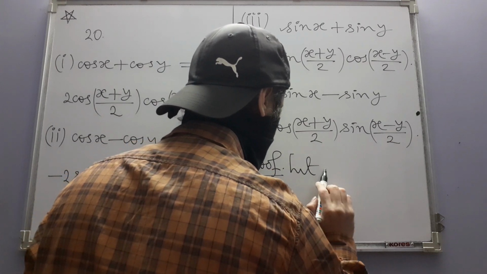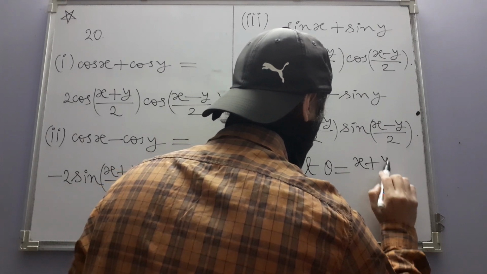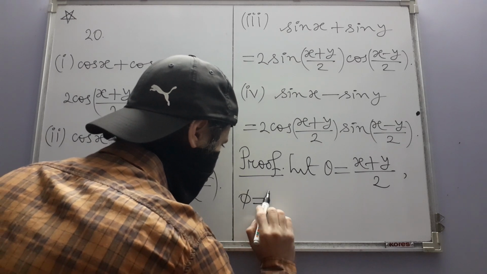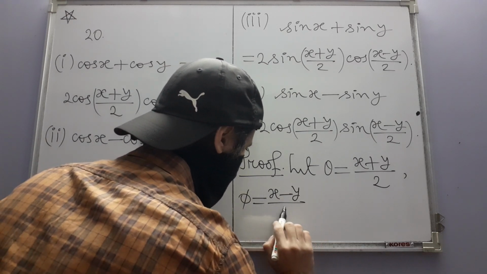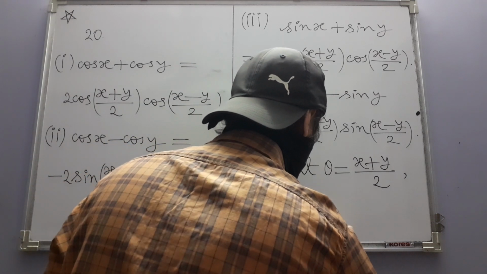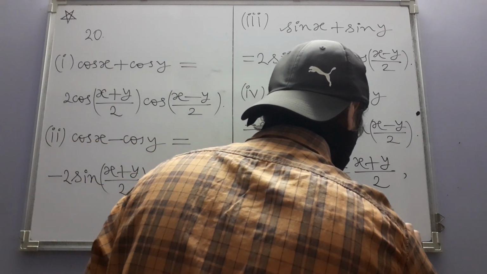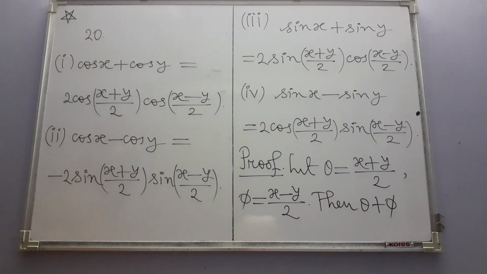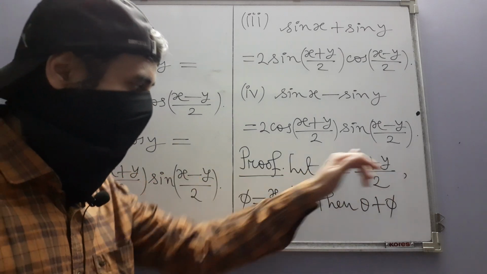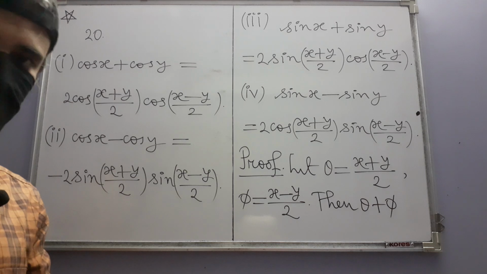Let theta be (x plus y) divided by 2 and phi be (x minus y) divided by 2. Okay. Then what is theta plus phi? If you add theta and phi, of course the numerators will be added. So y and minus y will vanish and you will have 2x divided by 2. That means x.